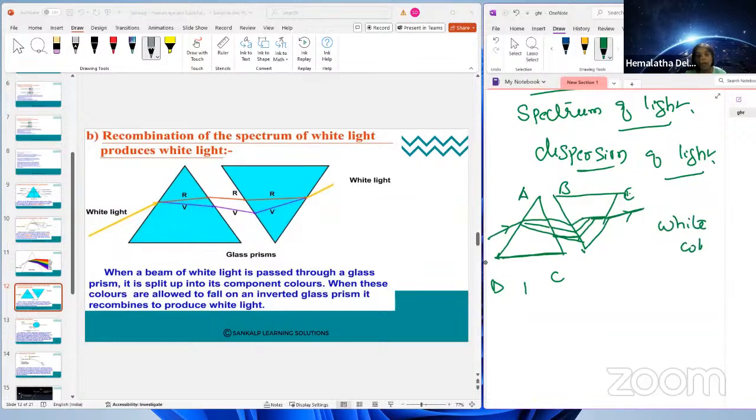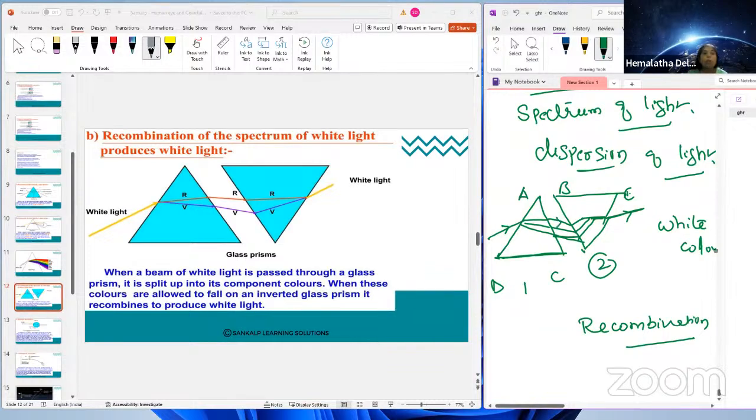So dispersion takes place in the first prism, and recombination takes place in the second. All the dispersed light fuses together again and forms the same white color. The emergent ray will be white. Bending and splitting of light takes place, dispersion happens. After that, what happens?